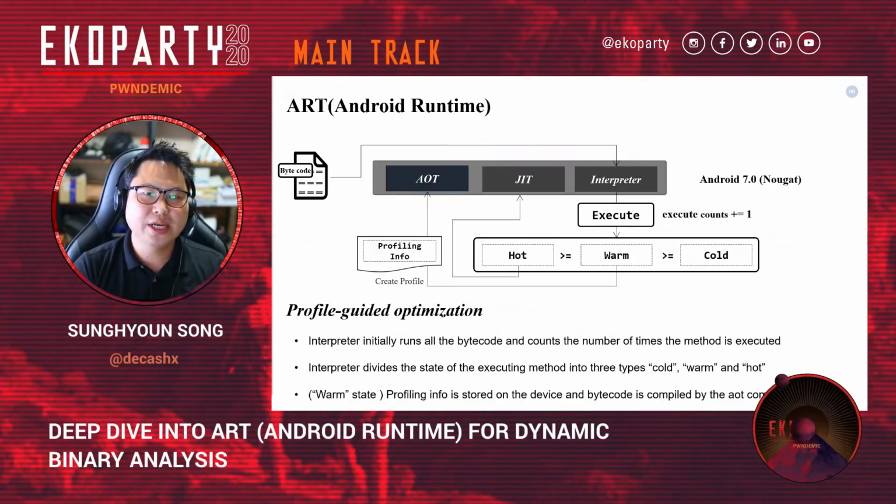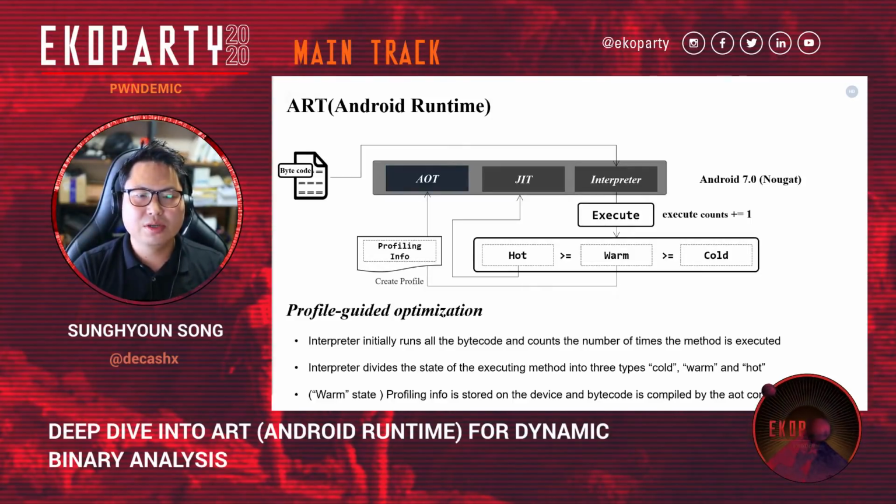Google introduced a new technique called profile guided optimization. During the app installation, the AOT compiler does not operate, and the app is installed immediately as bytecode. When you use the app, the bytecode is executed using the interpreter, and it counts how many times each individual function is called at execution time. As the number of executions increases, it divides the state of the function from cold to warm and finally hot.